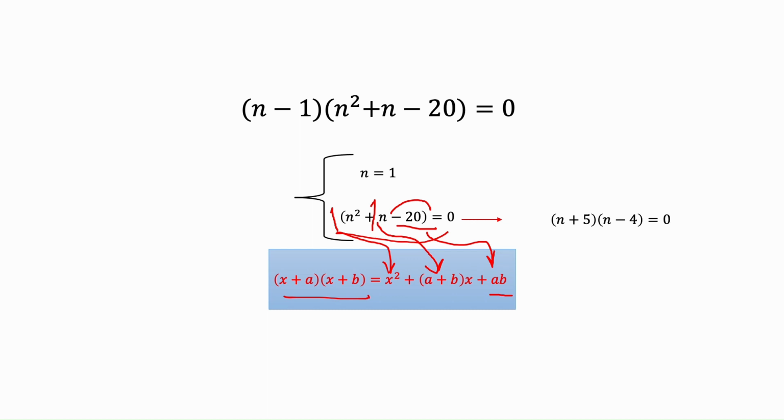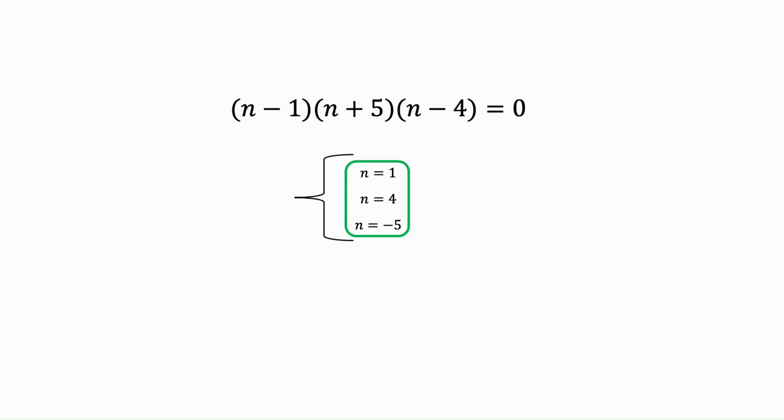So for minus 20, one of them is going to be minus 4, and the other one is going to be 5. So our a is minus 4, and our b is 5. So n plus 5 times n minus 4 is this equation. At first, we found one of our roots, which was equal to 1. And now we found the other two, which are minus 5 and 4.